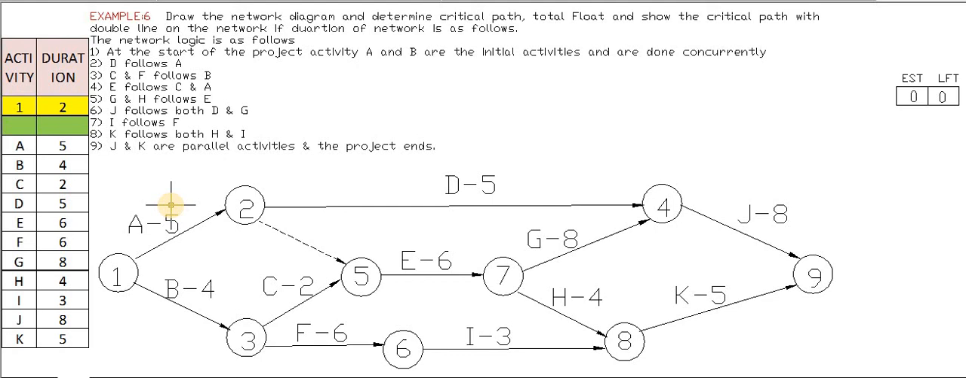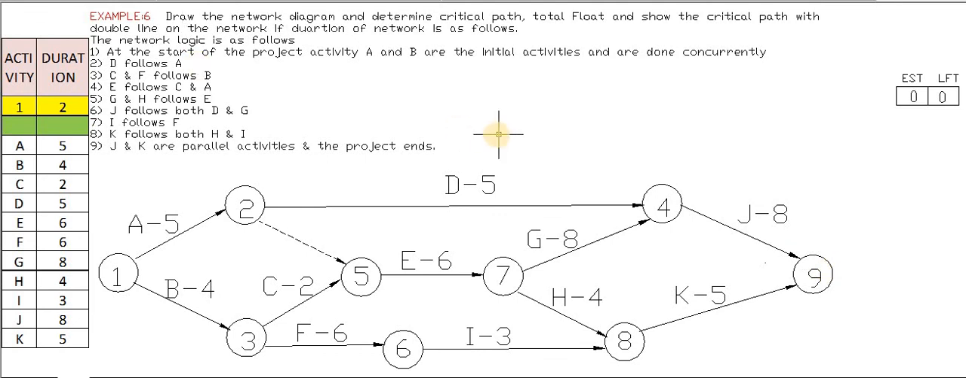What is serial number 8? K follows both H and I. That means H and I meet at the same point, and at the same point we have started K. What is the next condition? J and K are parallel activities and the project ends. That means the end point of K and the end point of J are the same. Always the starting point should be 1, and the end point should also be 1. So here we have completed the durations.